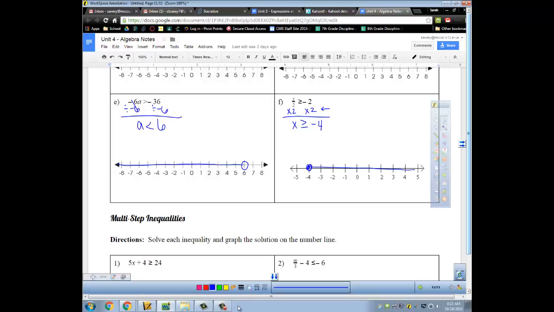Okay, so remember, flipping the sign because of a negative is only for multiplication and division. If you add or subtract a negative, that's okay. We only care about if we multiply or divide by a negative.